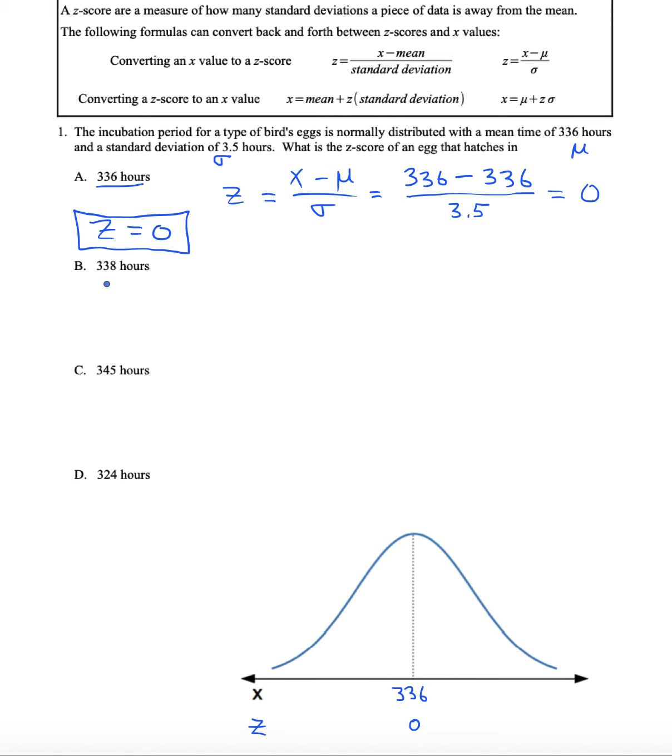Now let's find out what the z-score would be for an egg that hatches in 338 hours, a little bit more than the mean. All right, we're going to have 338 minus 336 here. And we'll divide by 3.5. I get 0.29 approximately.